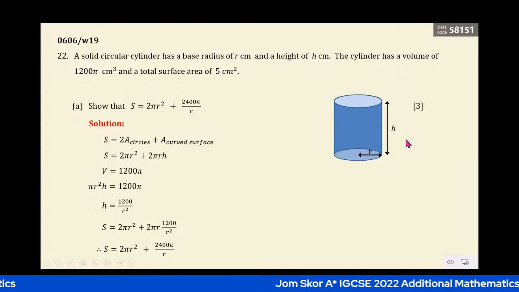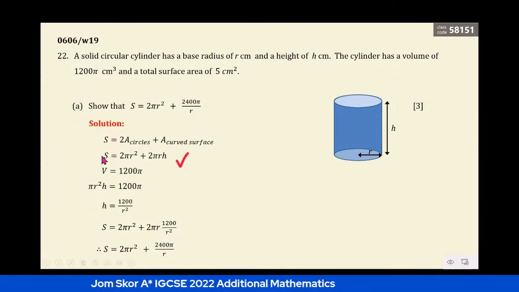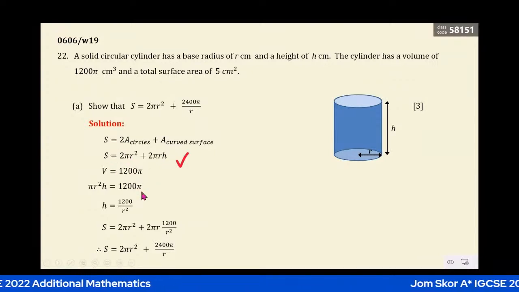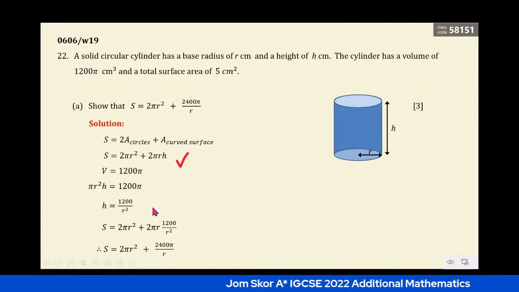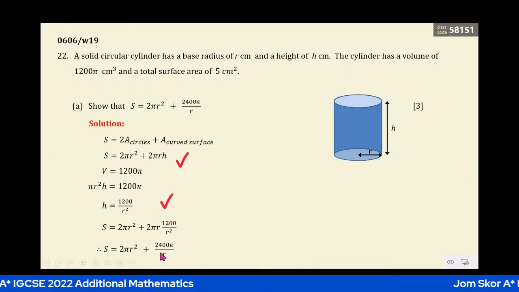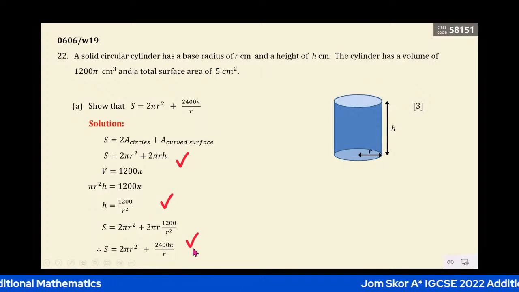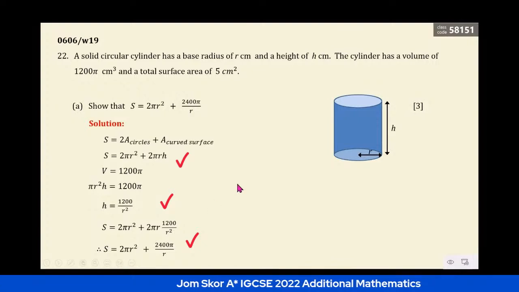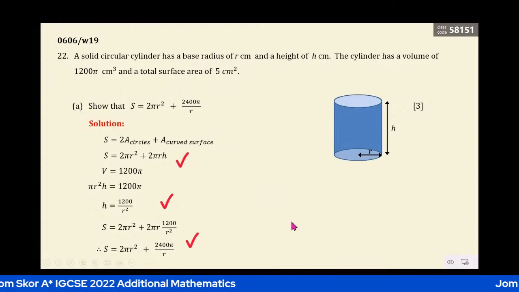Okay, so 3 marks will be given when you come out with the equation of surface area here. All right, so you add these two circles and the curved surface. Okay, and then when you come out with h in terms of r, and then you substitute the value, then you simplify to get as shown in the question. Okay, so that is number 22A. All right.